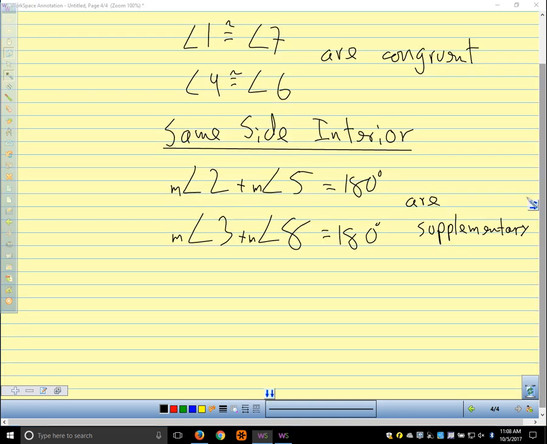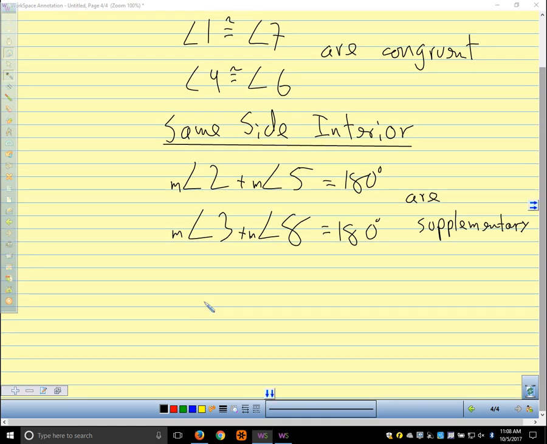So we have some pairs of congruent angles. Now we have some pairs of supplementary angles. And let's finish up with our same side exterior.